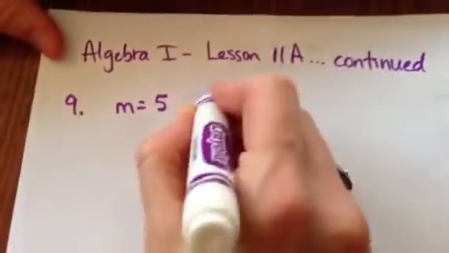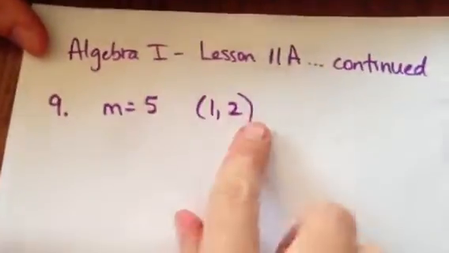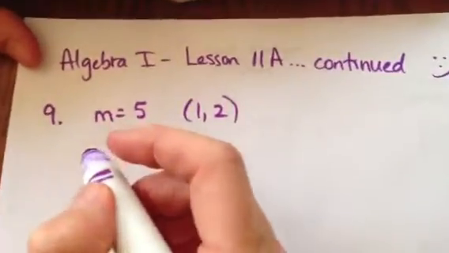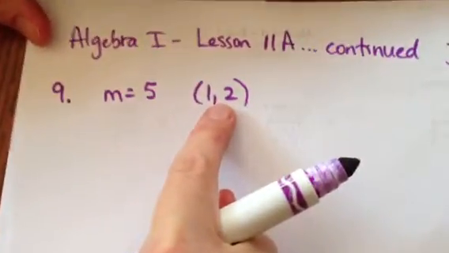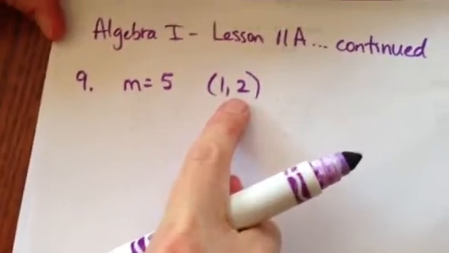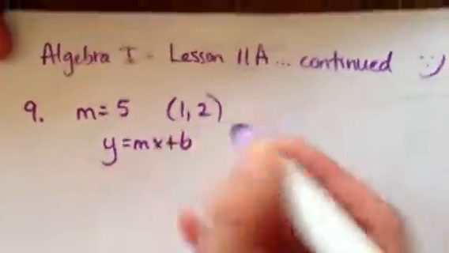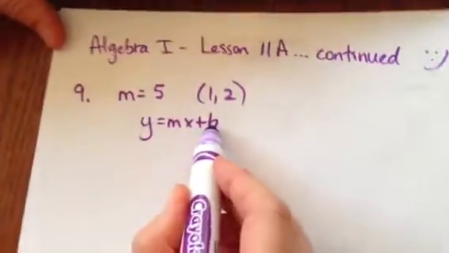The slope is 5, and they give me this point (1, 2). So remember, it says given the slope of the line and a point on the line, this is just any old point, describe the following lines using the slope-intercept form. Okay, here's the slope-intercept form. Remember, we do not have the y-intercept.